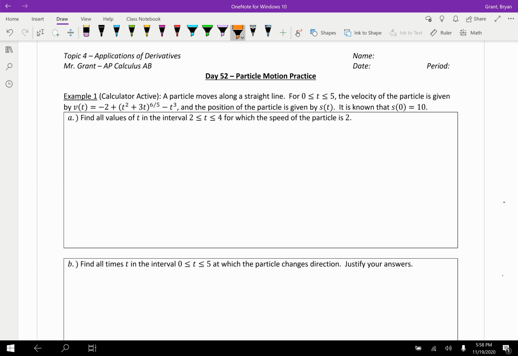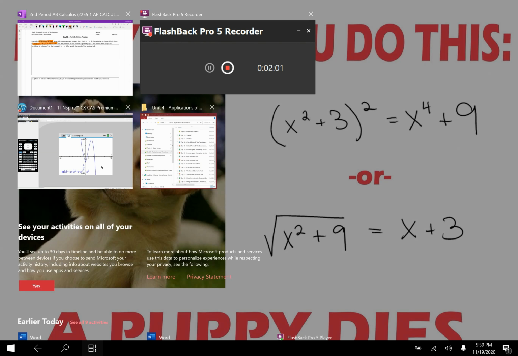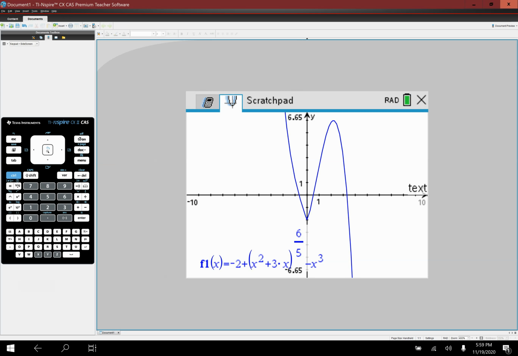Second, because this is calculator active, the very first thing I did on this question was, before even reading A, B, and C, I graphed this equation. So if you jump back to your graphing calculator, you'll notice that I already have this graphed, and so you should certainly do the same thing.